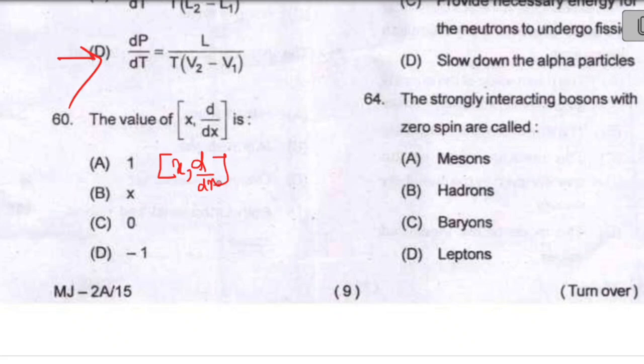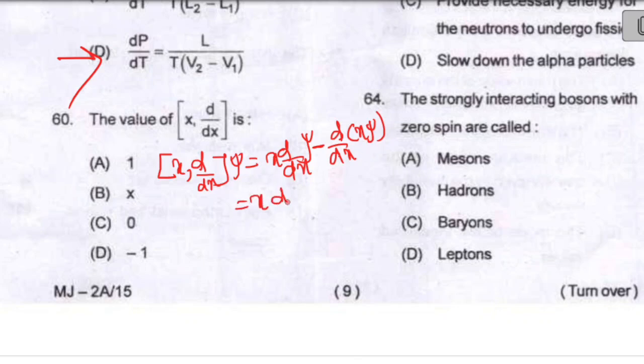For any wave function psi, we can write using the commutator formula: x d by dx psi minus d by dx of x psi. From here we can use the product rule. So x d psi by dx minus x d psi by dx minus psi. So the first term and second term will cancel out. So this equals minus psi.